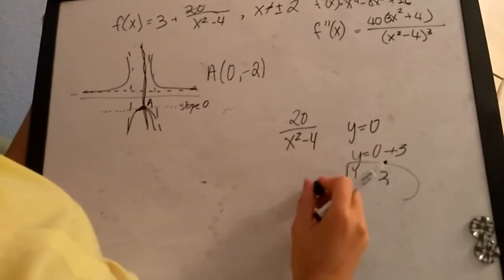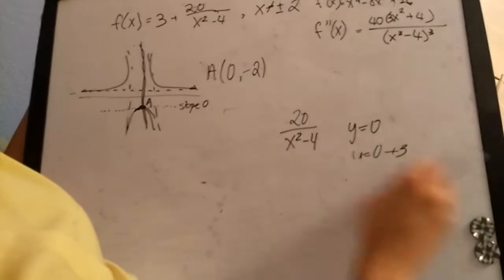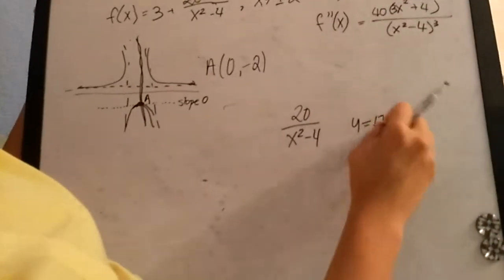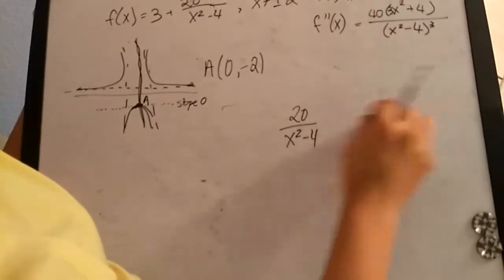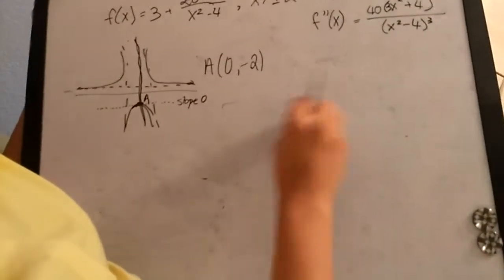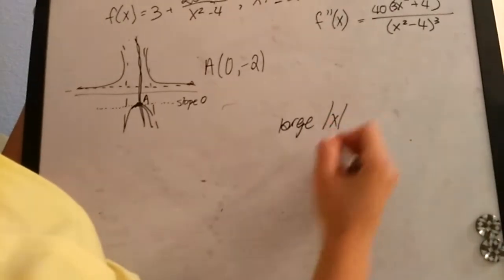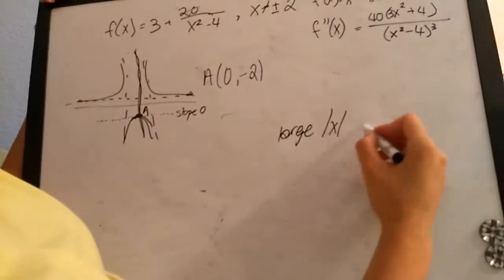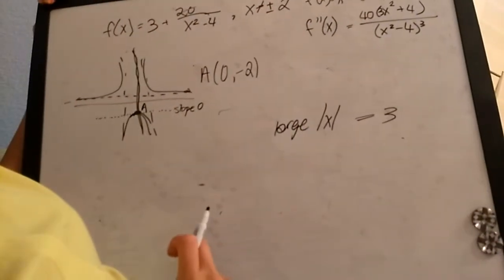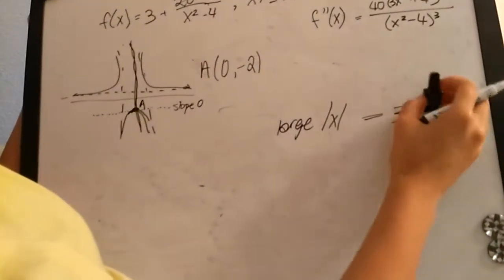So the answer to part C is: as x goes to large positive or negative values, large absolute value of x, f of x just equals 3.